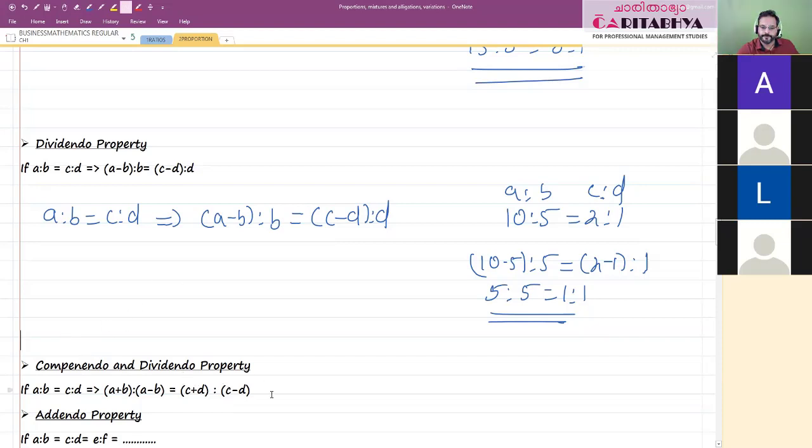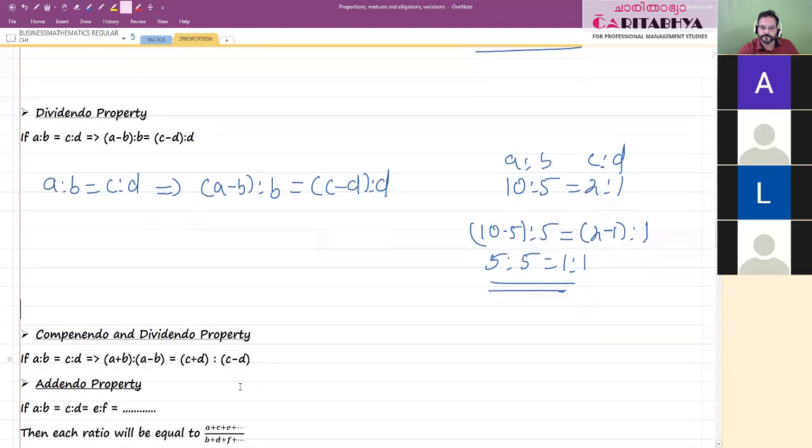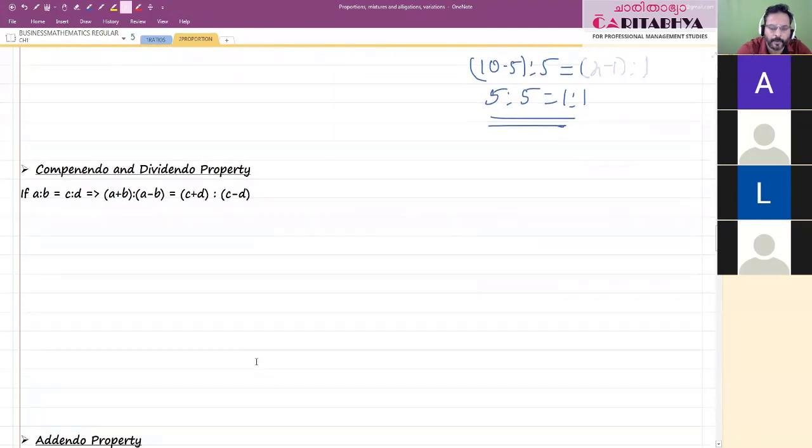Dividendo property. Clear? Yes, sir. Then componendo and dividendo property.